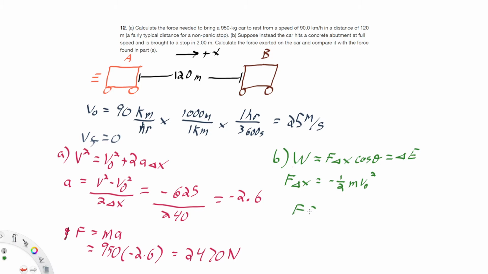So the force is equal to minus mv0 squared over 2 delta x. So we have 950, 625, all over 240. And of course it gives us the same force, right?